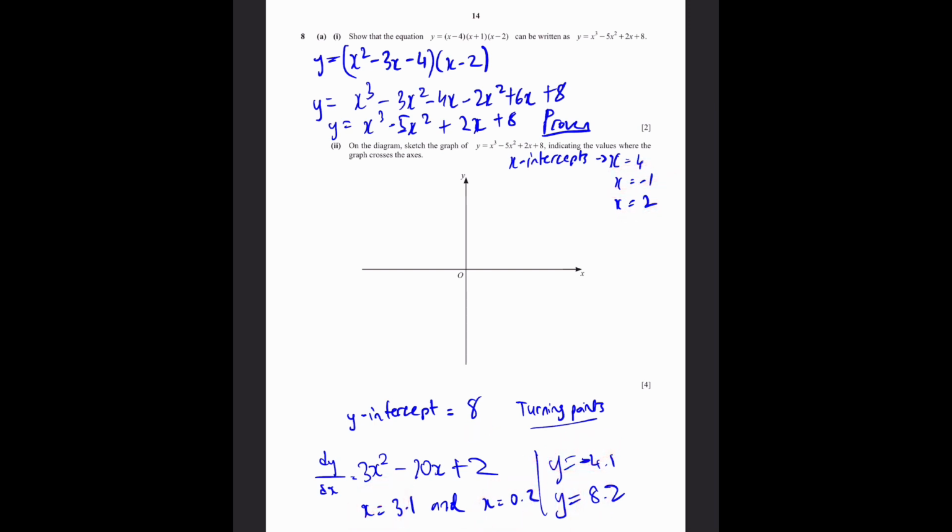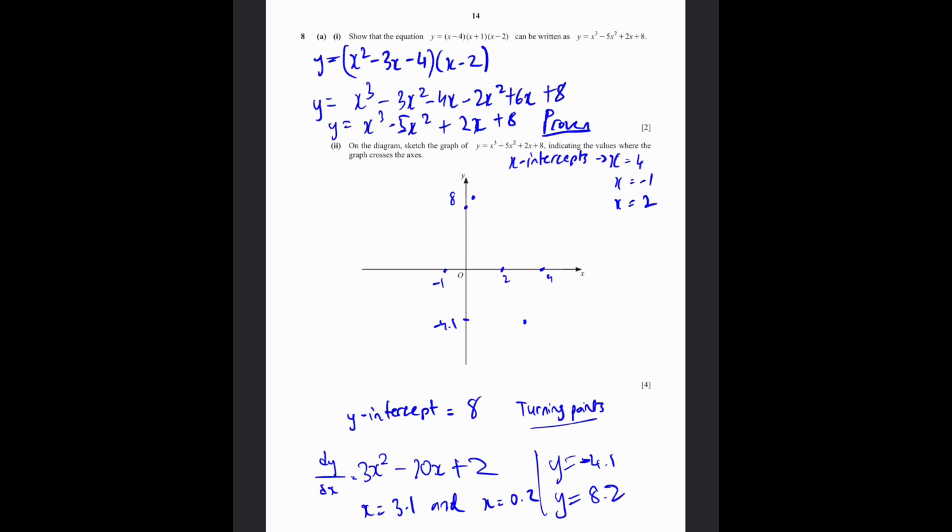So let's just estimate where the points are going to be. Let's say 4 is here, 2 is here for the x, so x equals 2, x equals 4, and x equals minus 1, let's say it's there. And then y equals 8 for the y-intercept, let's just say it's up there. And then y equals 8.2 and x equals 0.2 will be somewhere up here. That will be our first turning point. And the second turning point will be x equals 3.1, y equals minus 4.1. So we do that, and this will be minus 4.1, like that.